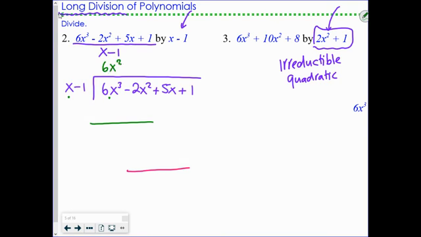Then you multiply that back, not just over the x, but over the minus 1 as well. You don't normally write those arrows, but I'm trying to show you what I'm doing here. So 6x squared multiplied by x gives you 6x cubed, and 6x squared times minus 1 gives you minus 6x squared. Now notice these line up beautifully, and now you have to subtract.